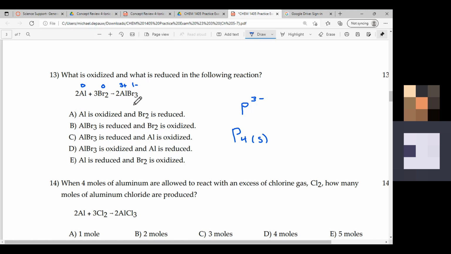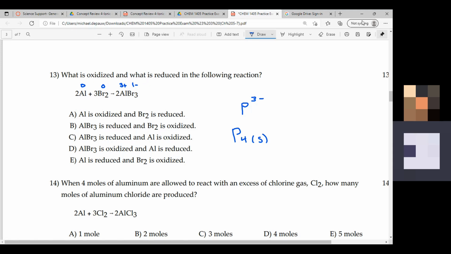For any ionic compound, the oxidation number of the ion is the same as its charge, because it's a compound now. It's an ionic compound. Electrons have been exchanged.